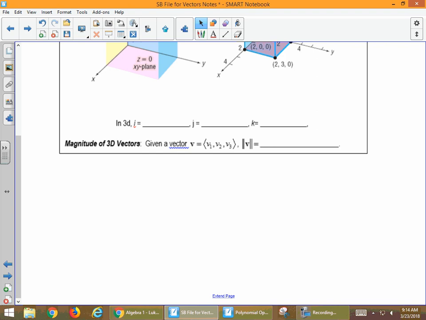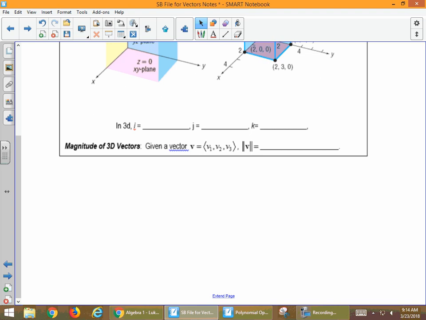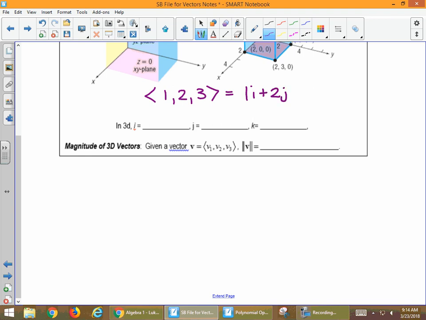In standard form, instead of just I and J, you'll know you have a 3-dimensional vector if it looks like this. Like the vector 1, 2, 3 would be a 3-dimensional vector. Or you could write that as 1I plus 2J plus 3K. And if you have that K, that's how you know you have that 3rd dimension. You have a 3-dimensional vector instead of a 2-dimensional vector.